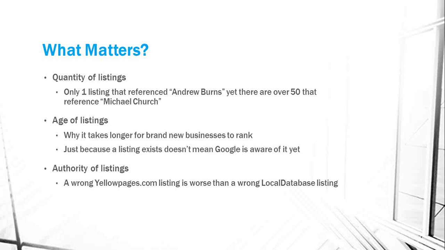So when we're checking on behalf of our clients, we always look at the authoritative ones first. If those are wrong, we know there's a problem. If it's just the odd one here or there that I've never even heard of, or our client has never heard of, usually it's not going to make a huge negative impact on their ranking.